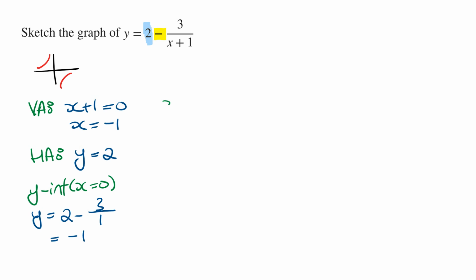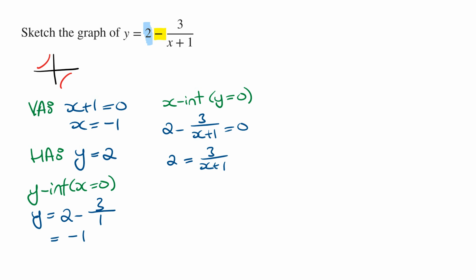For the x-intercept, we let y is equal to 0 and then solve for x. And so we get 2 minus 3 over x plus 1 is equal to 0. This means that 2 is equal to 3 over x plus 1. Cross multiplying, we get x plus 1 is equal to 3 on 2. Solving for x, we get x is equal to 3 on 2 minus 1. 3 on 2 is equal to 1.5, and so 1.5 minus 1 is just a half.